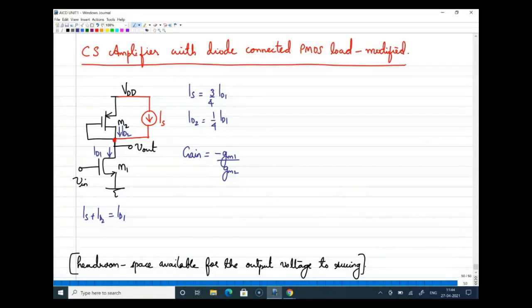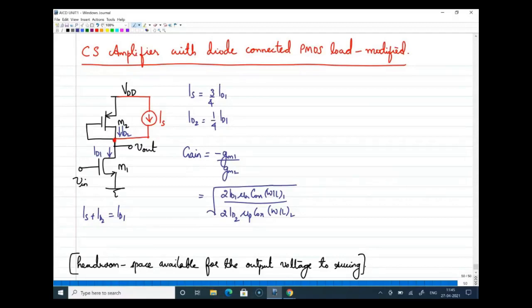Now, if I substitute the expressions for GM1 and GM2 in this, I can write it as under root. Anyway, numerator and denominator both have a square root, so I'm just placing a common square root here. For GM1, I will write 2 ID1 mu n Cox W by L of 1, divided by the denominator GM2, which is equal to 2 ID2 mu p Cox W by L of 2. All right, I hope this is clear.